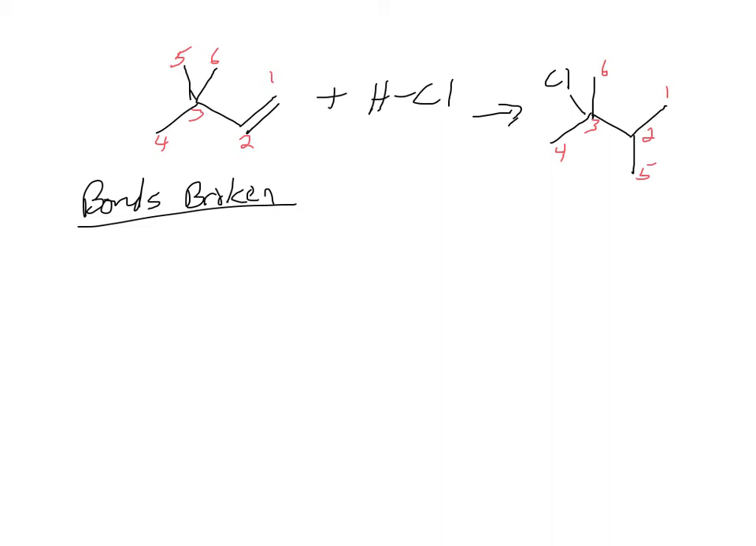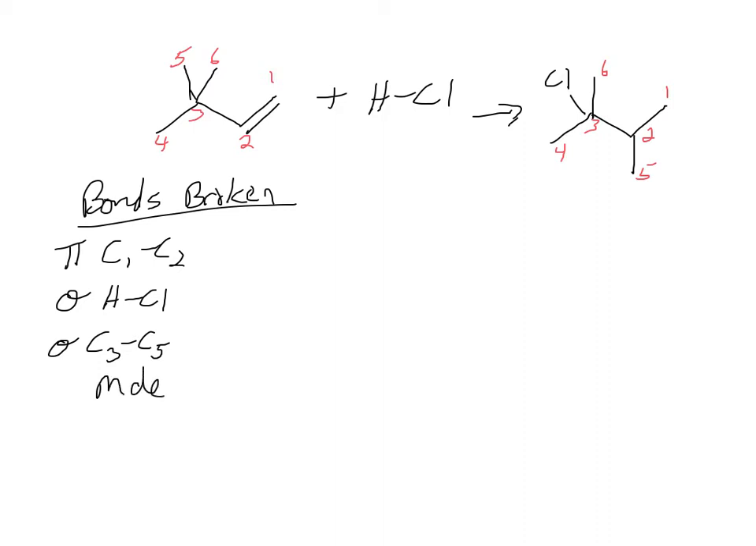Right? So we need to break the pi bond between which two carbons? C1 and C2. Good. What other bonds do we need to break? The sigma bond between H and Cl. Good. And then the sigma bond between C3 and C5. Is that it? I think so.